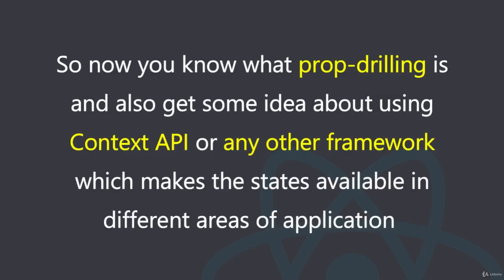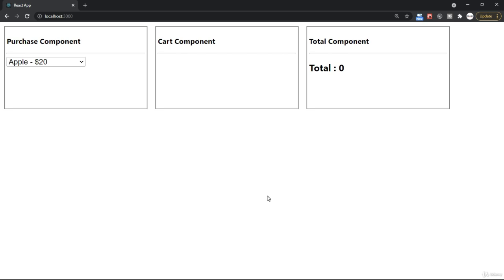So now you know what prop drilling is and also get some idea that you have to use some way, like context API or maybe some framework, which makes the states available in different areas of the application. As I was talking about a sample application, here is the output.